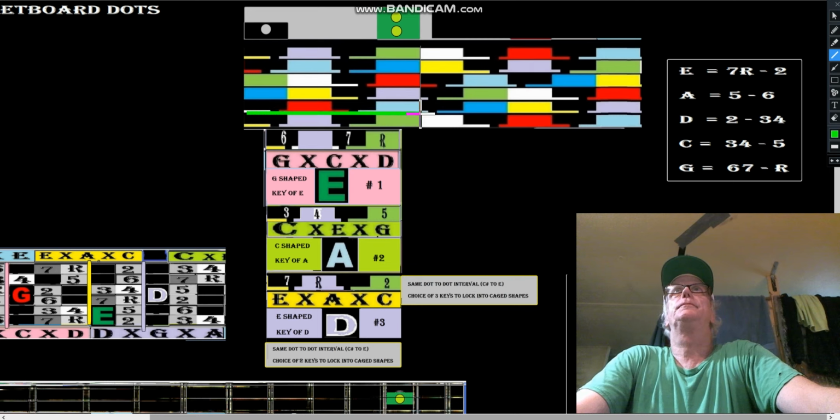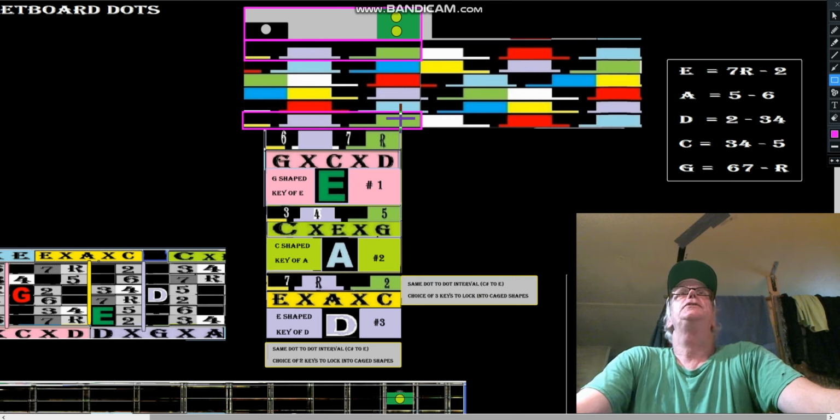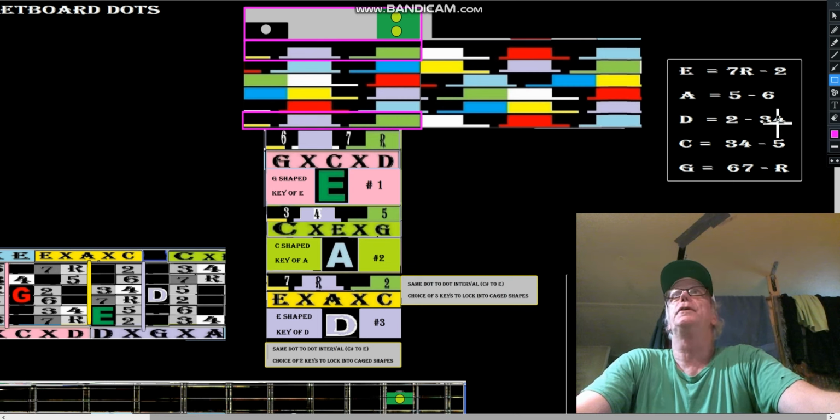Let's get a square here. Drawing tool must be mad at me. The bottom and the top string are the defining strings for this dot interval here. Okay? We have three choices here. We can use this interval to be any of these three note intervals.